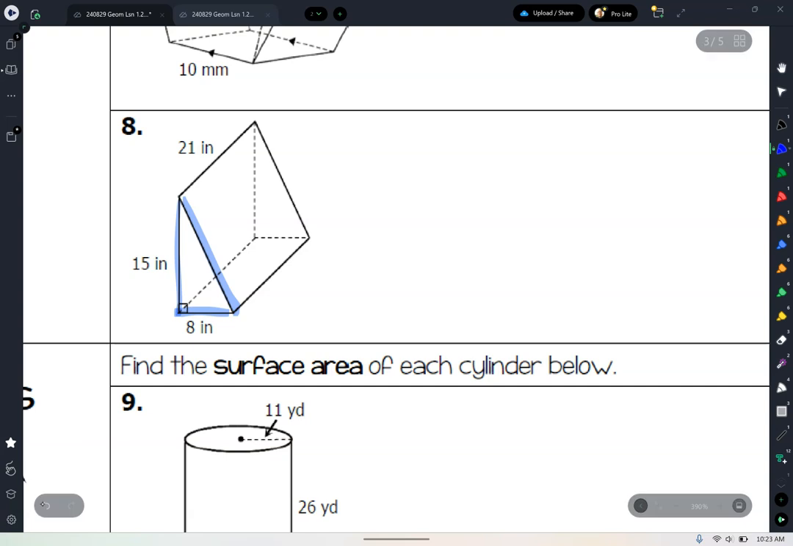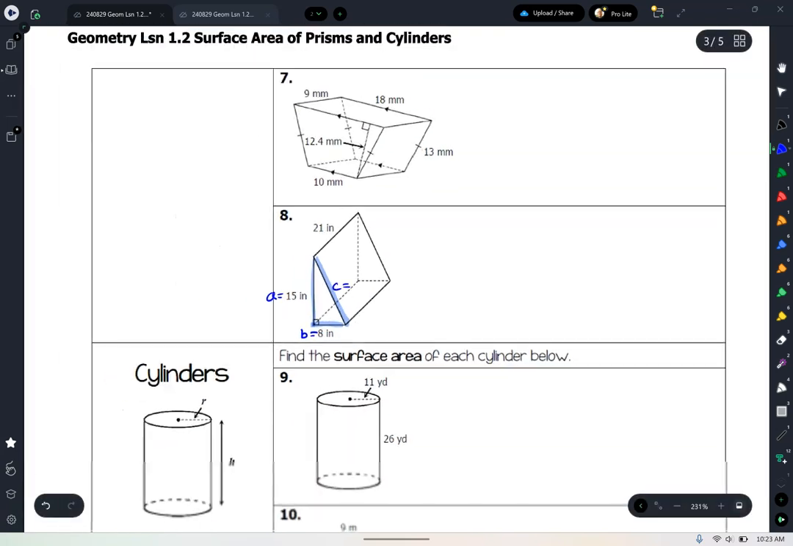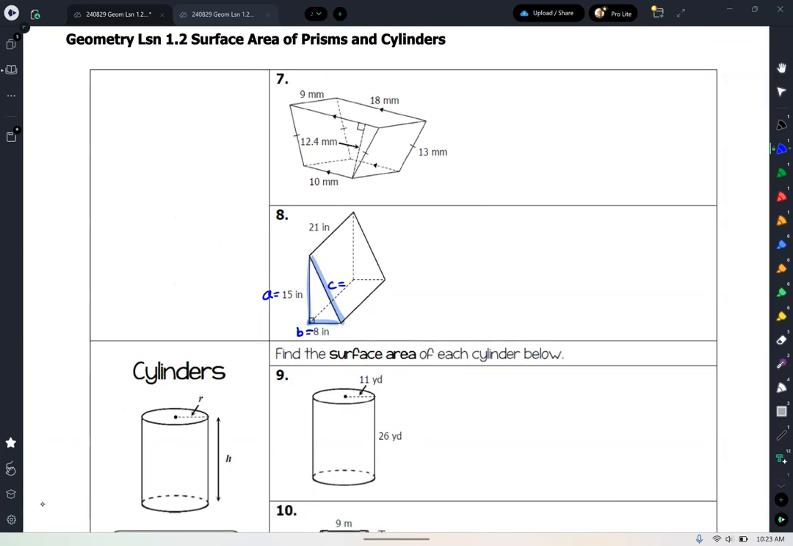Okay, I'm going to give you a hint on number 8. Ready? That's my hint. Oh, what is that? The hypotenuse. Oh, okay, all right. So you are not going to do anything below number 8. Okay? You're not going to do anything below number 8.